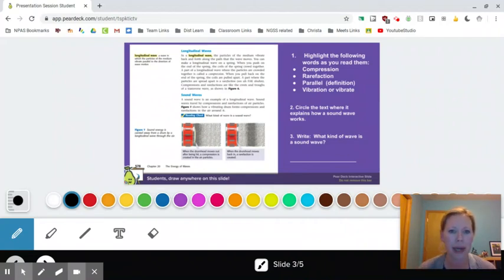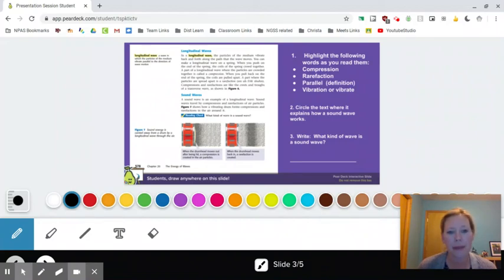In a longitudinal wave, the particles of a medium vibrate back and forth along the path that the wave moves. You can make a longitudinal wave on a spring. When you push on the end of a spring, the coils of the spring crowd together. A part of the longitudinal wave where particles are crowded together is called a compression. When you pull back on the end of a spring, the coils are pulled apart. A part where the particles are spread apart is a rarefaction. Compressions and rarefactions are like the crests and troughs of a transverse wave, as shown in Figure 6. We'll take a look at that in just a moment.